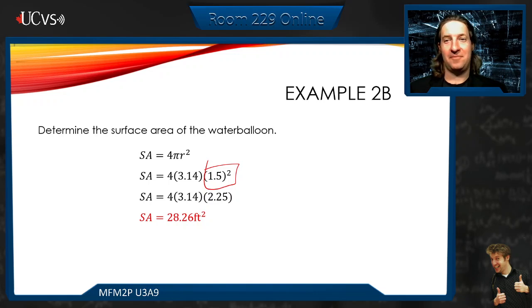So a water balloon that is 3 feet across has a surface area of a little bit more than 28 square feet. Okay, the water balloon has a surface area of 28.26 feet squared. And we're finished.